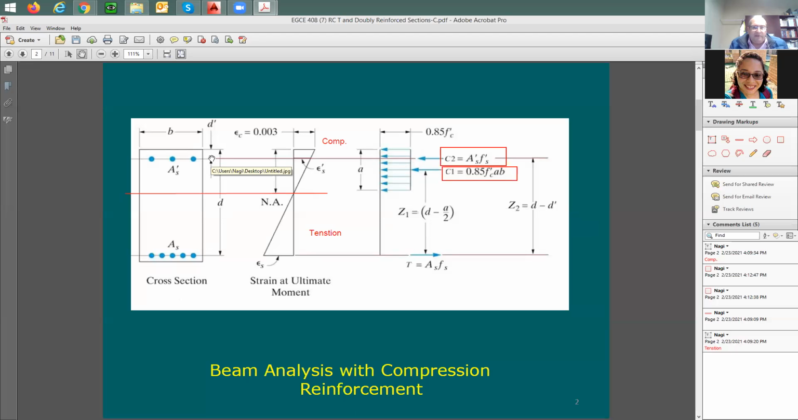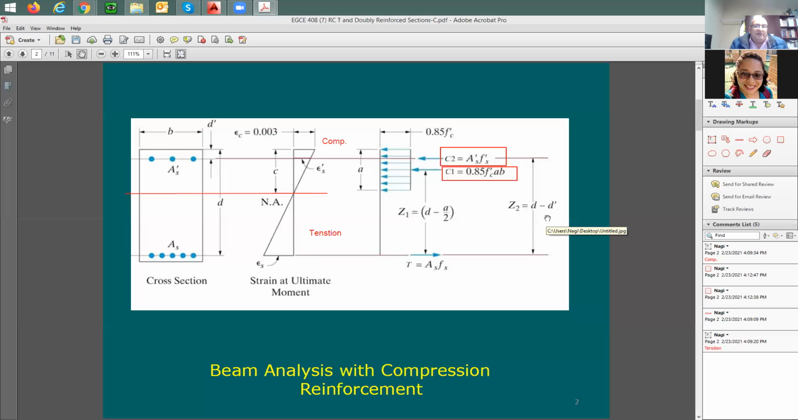But this Z2 is going to be equal to d minus d prime, which is some simple numerical values that you have. So before you start the problem, you need to know where the top reinforcement is going to be, where the bottom reinforcement is going to be. So if you know the clear cover here and the clear cover on the top, is d prime, and from the bottom, it's going to be so simple to figure out d and d prime, and therefore also Z2 is going to be simple to find out. There's no problem with this.